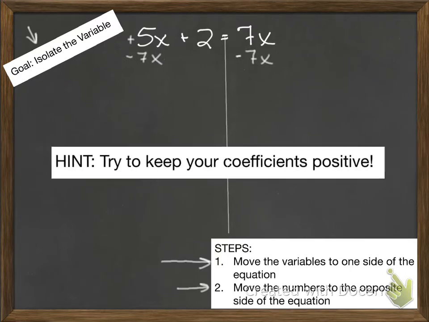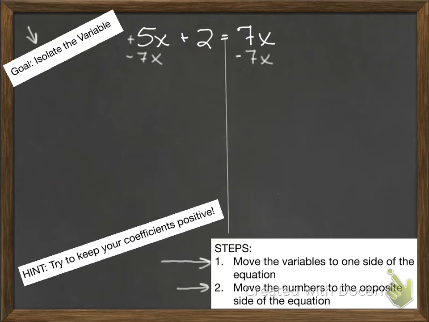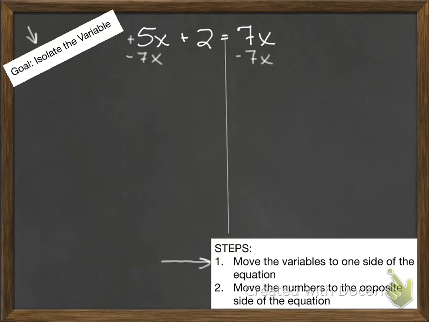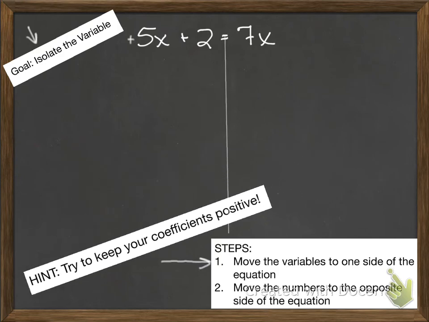But I would suggest, when you do that, a really good hint is to try to keep your coefficients positive. That's a really good goal. The other thing is, if we did it this way, we would have negative 2x plus 2 equals 0, and then we would generate extra steps in solving this equation. So again, there are many right ways to do something. I'm going to try to show you the most efficient way, and if you come up with a different way, that's fine, just as long as you follow the rules. So let's try subtracting 5x from both sides.